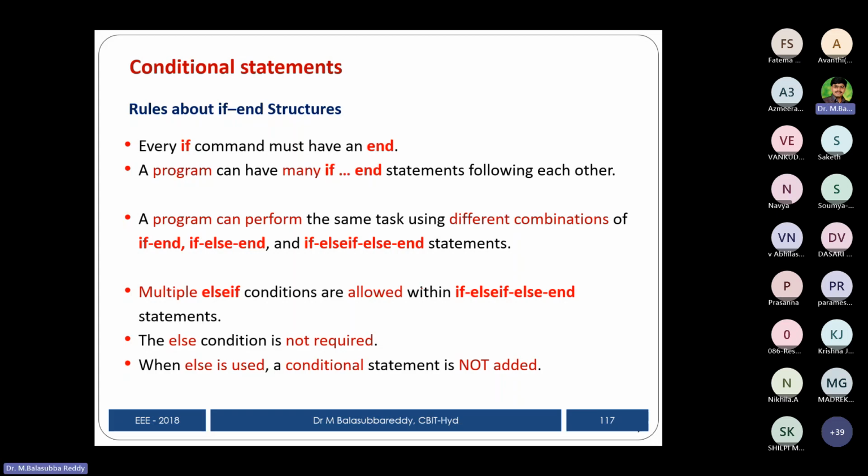Now, what are the rules of if? Every if condition must have an end. A program can have many if-end statements following each other. So the if and end must be there. This can perform a task with different conditions. One is if and end alone, which you can use. If, else, and end you can use. If, elseif, and end you can use. Like that, there are many ways to do it.